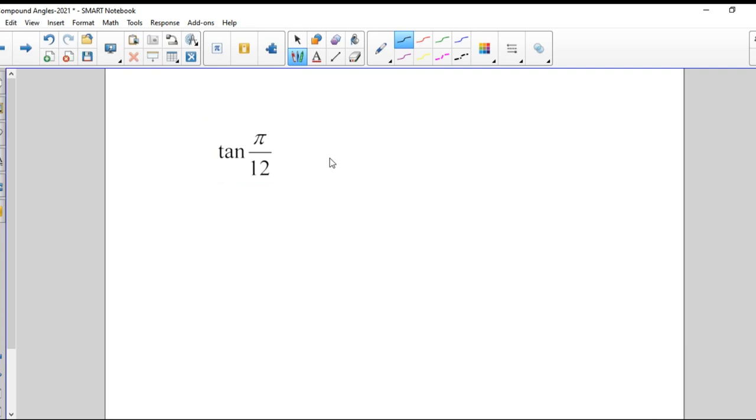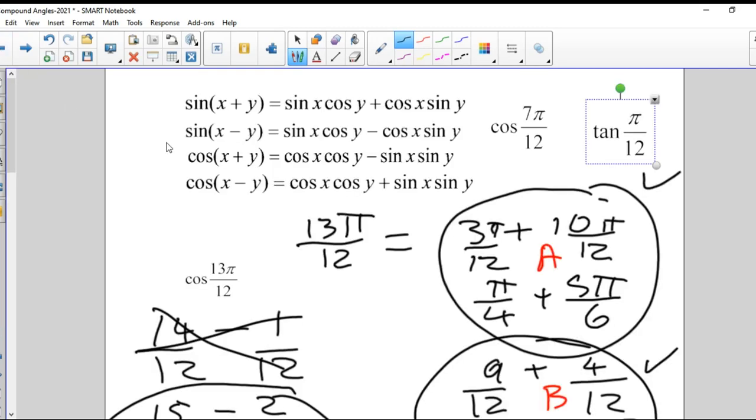Now, is this even possible? Tan of pi over 12. Is there a way that I can add two angles together to get this? The reason that we're saying that is because when we looked at all of these functions before, all of these identities before, sine, cosine, there was no mention of tan anywhere. There is no tan. I mean, there is, let me just be clear, there is a compound angle formula for tan, but we haven't discussed it. We haven't talked about it.